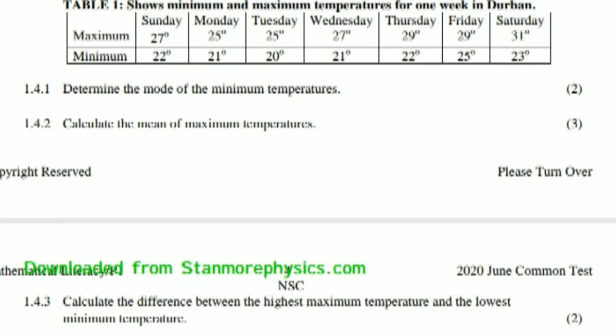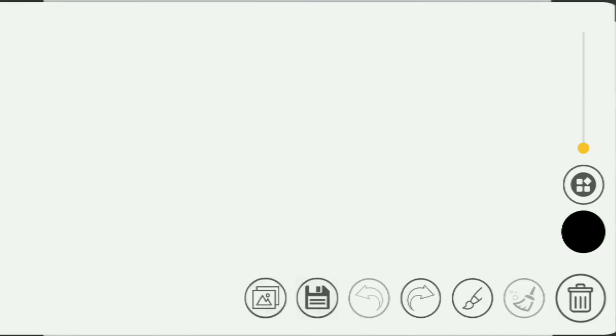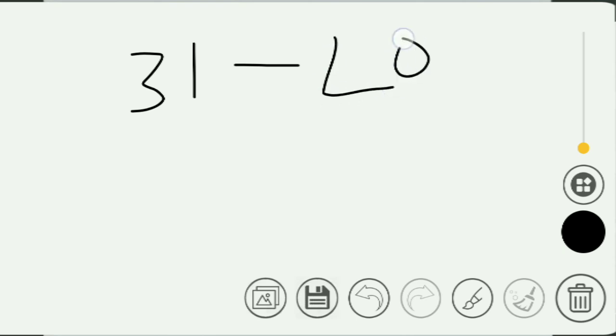Question 1.4.3. Calculate the difference between the highest maximum temperature and the lowest minimum temperature. The highest and the lowest. So, guys, I'm sure you're going to get this right because this one is obvious. 31 minus 20 equals 11. Done. That's the difference.